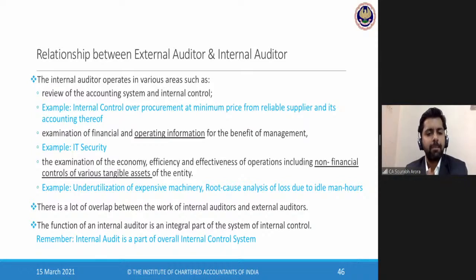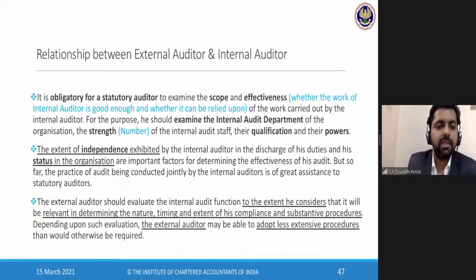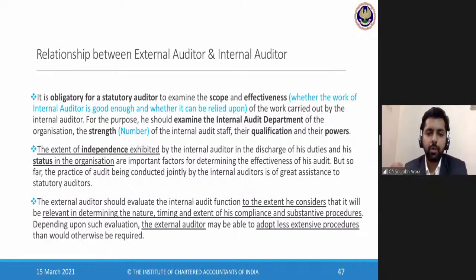Then there is a lot of overlap between the work of internal auditor and external auditor, and the function of an internal auditor is an integral part of the system of internal control. This is a very important point to understand, that the internal control system itself includes the internal auditor, the internal audit, and the functions of internal auditor. Then it is obligatory for a statutory auditor, as I mentioned, to examine the scope and effectiveness of the work carried out by the internal auditor. Examine the internal audit department, the strength as in number of the internal audit staff, their qualification and their powers. So whether the work of internal auditor is good enough and whether it can be relied upon.